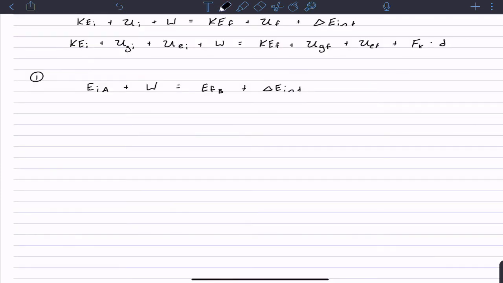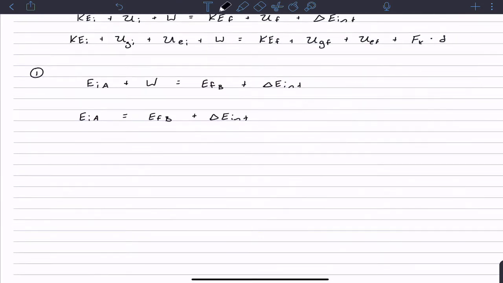Okay, so let's write that out. So EIA, we'll call it. There's no work being done in the first part of the problem. There is, however, some in the next part of the problem, so we leave that in there.